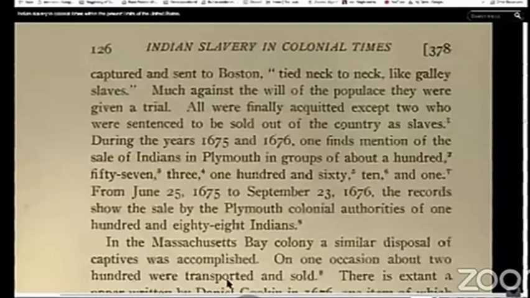Groups of about 100. How many groups? They're not telling us. How many groups of about 100? 10 groups would be 1,000.